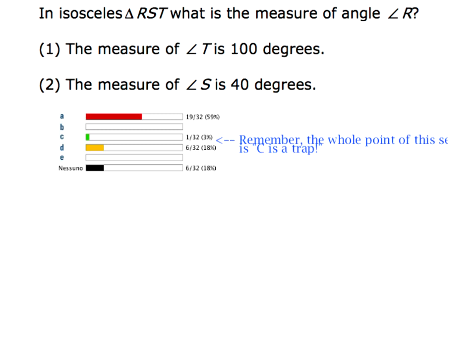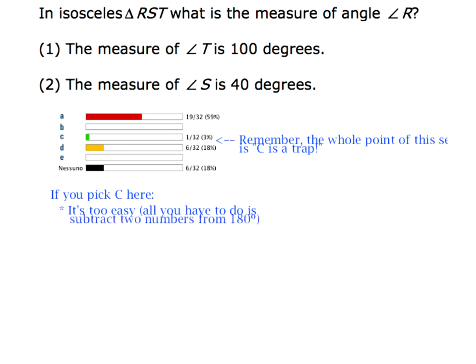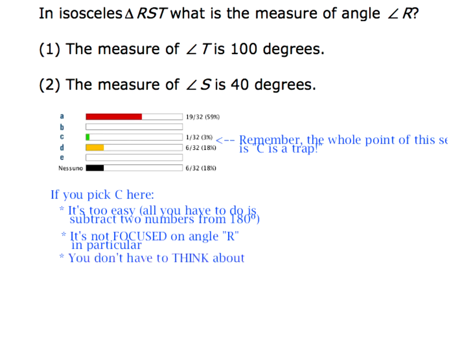Because if you pick C here, then again, it's too easy. All you have to do is subtract two numbers from 180. And it's not focused on angle R in particular. And then you don't have to think about the fact that the triangle is isosceles.